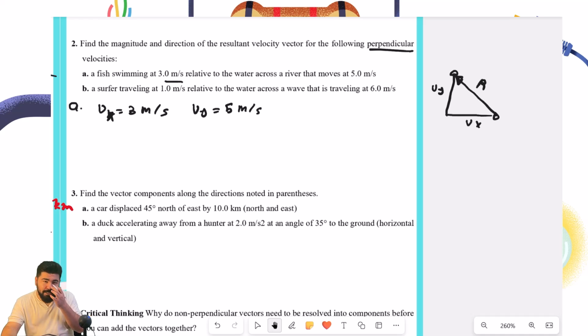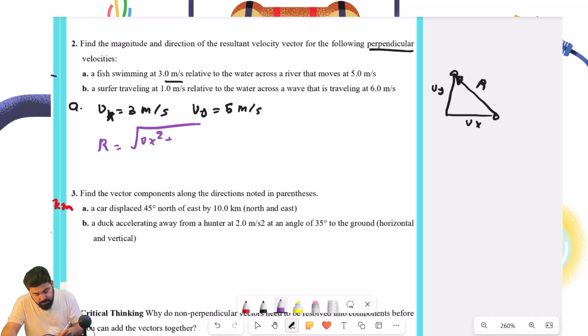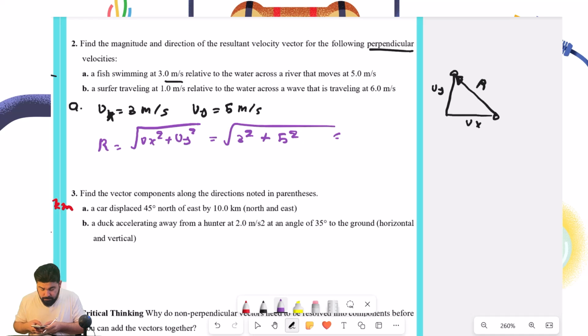Remember, we said that we cannot add them directly, so we have to use the Pythagorean theorem. Be careful. So the resultant vector is going to be the square root of Vx squared plus Vy squared. So this is the square root of 3 squared plus 5 squared. Let's find that. We have 3 squared plus 5 squared, so we have the square root of 34. So this is going to be 5.8 meters per second. Okay, this is the result.